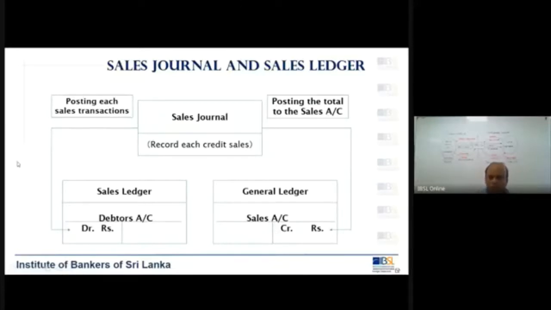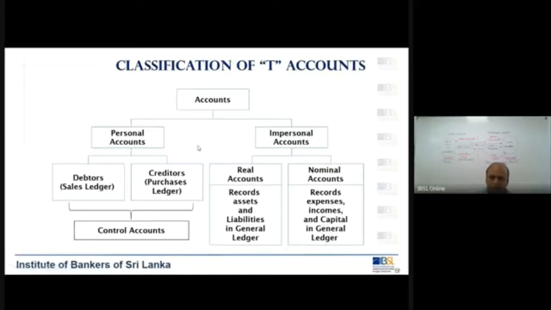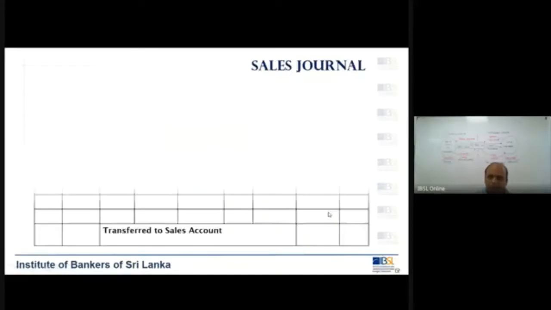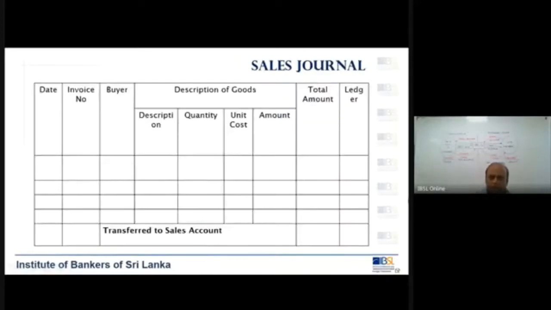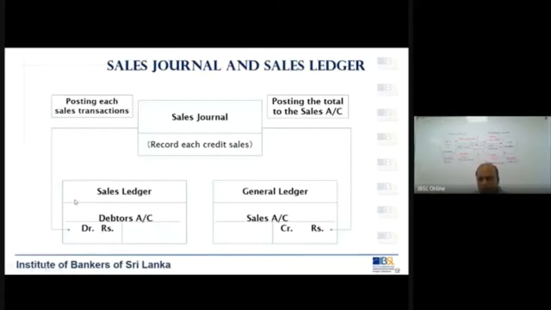So as you see, I can explain it to you here. You see the nominal account, income. So the day book total goes into the sales ledger and the general ledger, the double entry: debit debtors, credit sales. Very important. Debit debtors, credit sales.